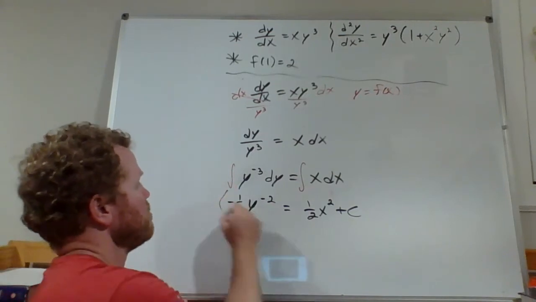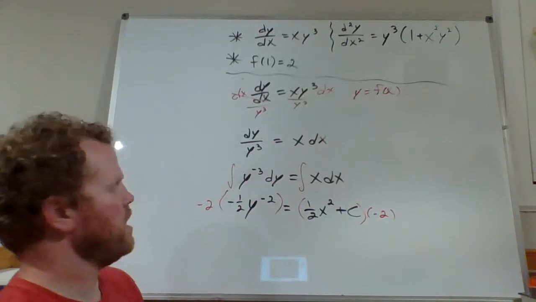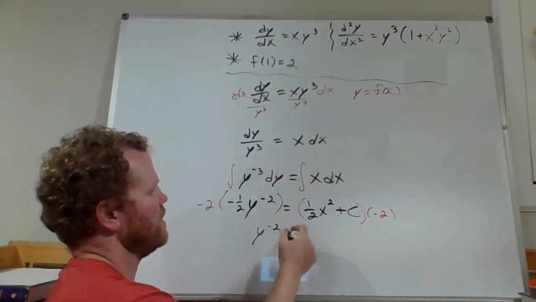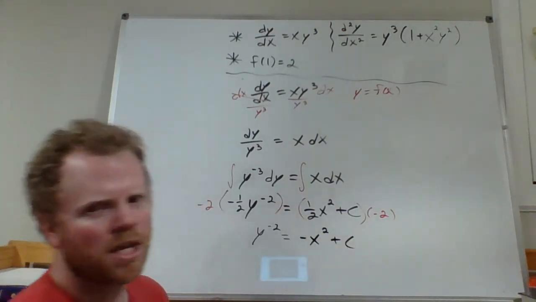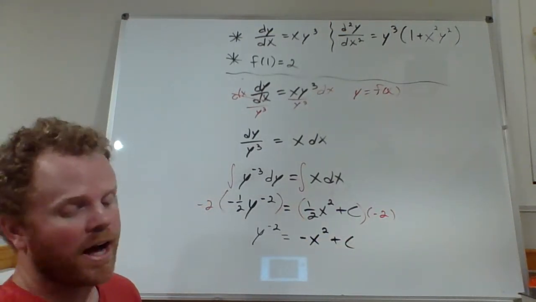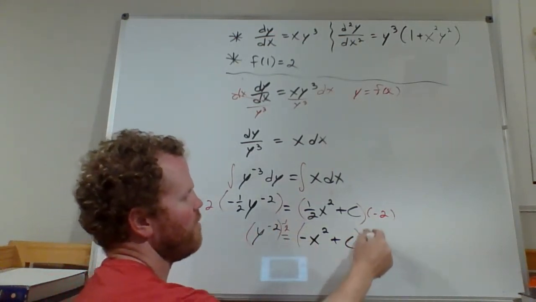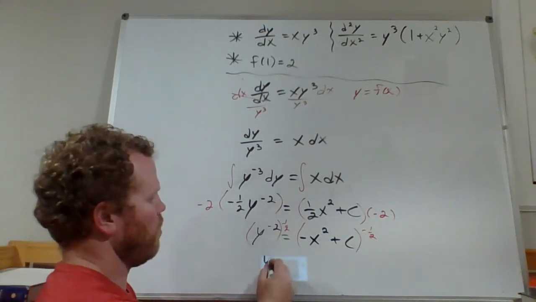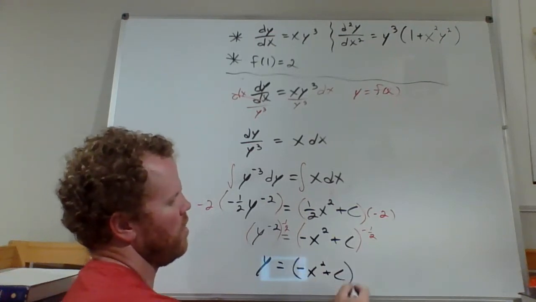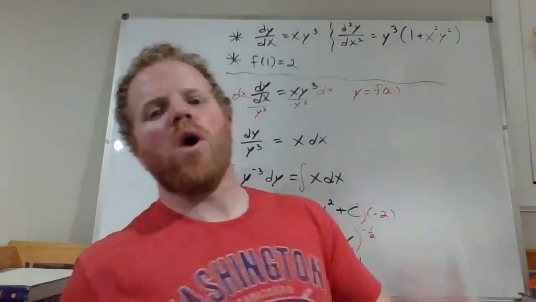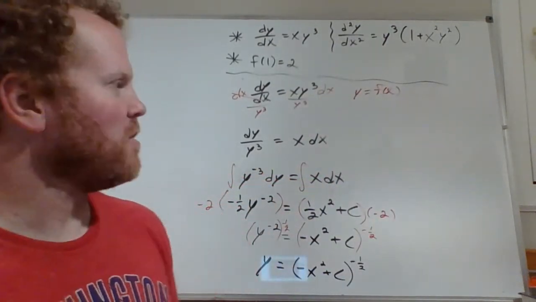So I would start by multiplying both sides by -2. And then you wind up getting y to the negative second equals, multiply this, you should get negative x squared, and you can still just keep calling this plus c. And then I'd get rid of the negative second power by raising both sides to the negative 1/2 power. And then you should get y is equal to negative x squared plus c all to the negative 1/2 power. If you want to rewrite that with a square root and flip it, that's fine. I don't know if we necessarily need to do that.